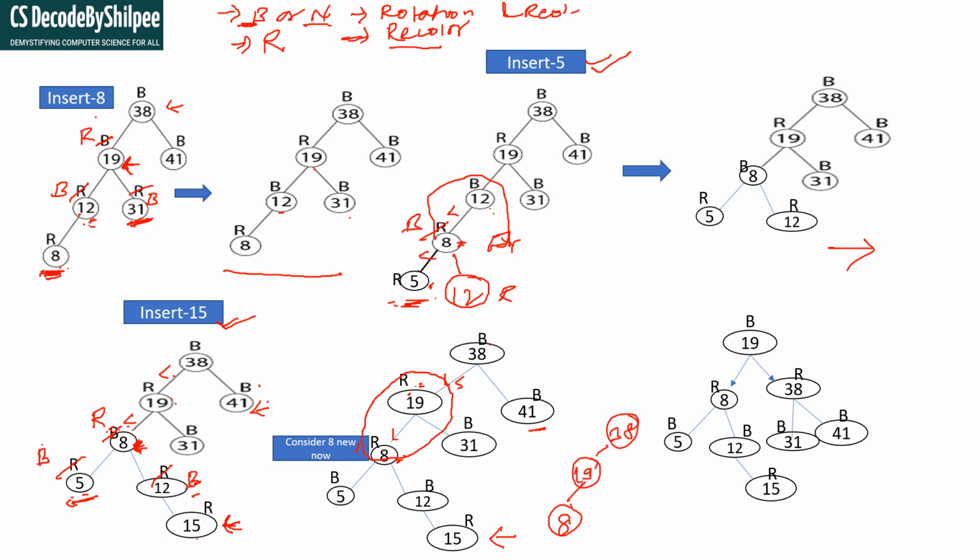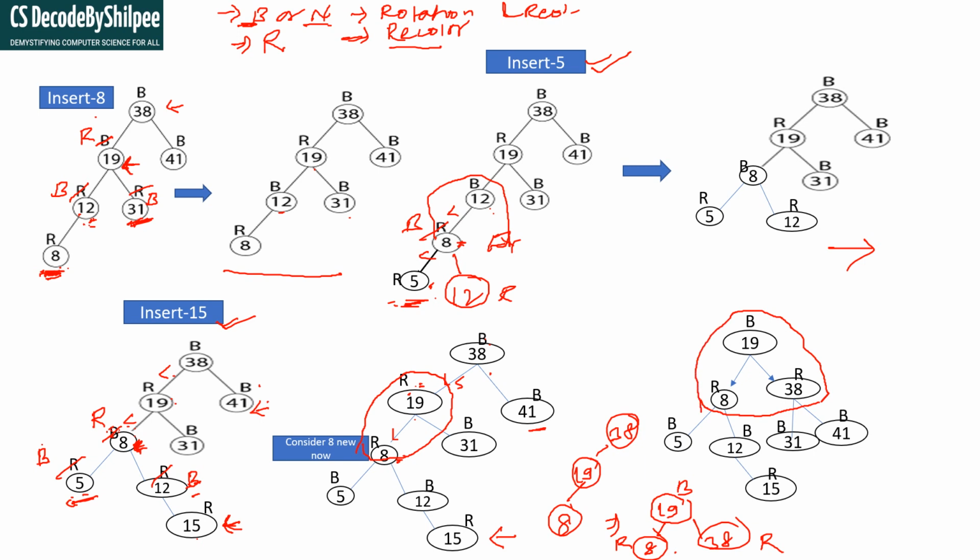This is the situation. After the rotation you will get it like that. 19 will become the root node, 38 becomes the right node and 8 is the left node, right? And the color swapping is between 19 and 38 only. 8 we are not going to do anything with, it stays red. So 19's color was red, so now it becomes black, and 38's color was black, so now it becomes red. So after the rotation you will get this tree.